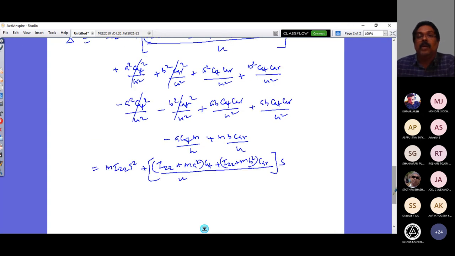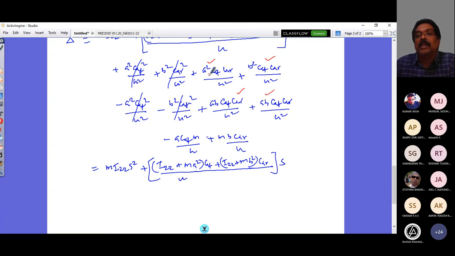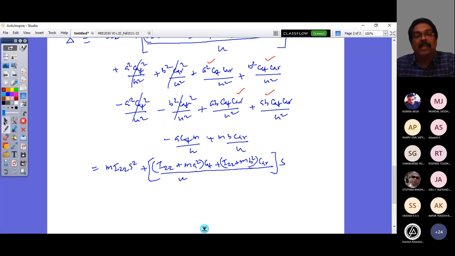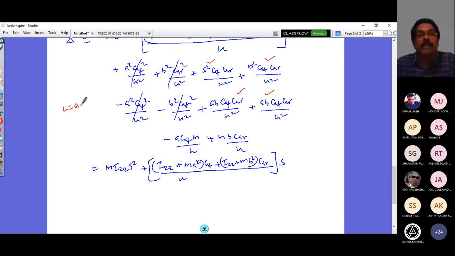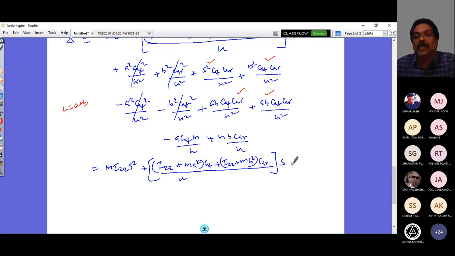Now here the C alpha F C alpha R product is there everywhere. So if I take it out common, I have A squared plus B squared plus 2AB. So what is it? A plus B whole square, right? So I just do that alone here. These four terms, if I look at, I have a common factor C alpha F C alpha R by U square. If I take that out, it's A squared plus B squared plus 2AB. That's A plus B whole square. So that's going to be L, because you know L is equal to A plus B, right? That's the wheelbase. So I'll have my equation now so much simplified as this.